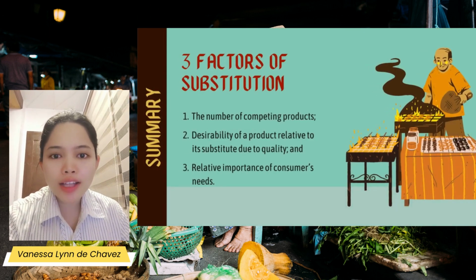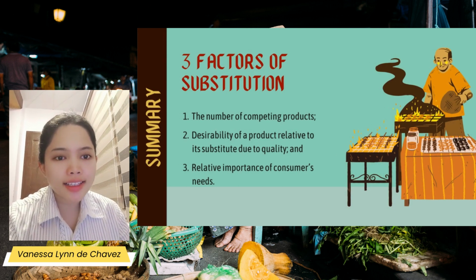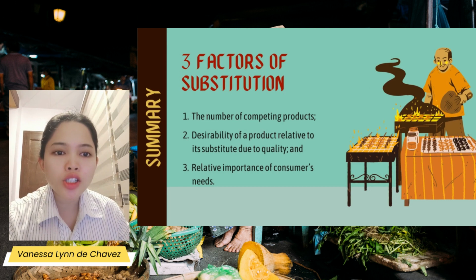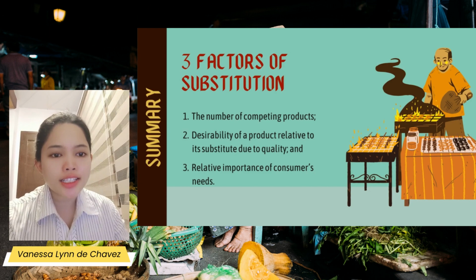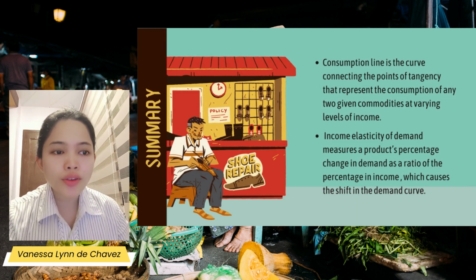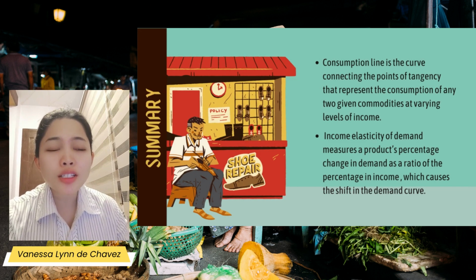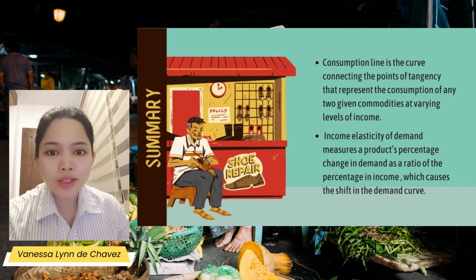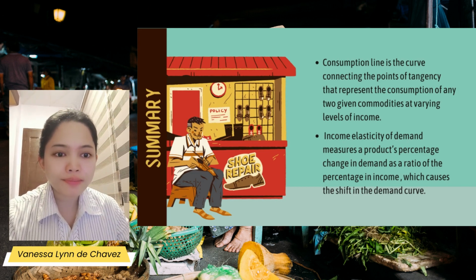We have three factors of substitution. First is the number of competing products. Second, desirability of a product relative to its substitute due to quality. And third is the relative importance of consumers' needs. Consumption line is the curve connecting the points of tangency that represents the consumption of any two given commodities at varying levels of income. Income elasticity of demand measures a product's percentage change in demand as a ratio of percentage change in income, which causes the shift in the demand curve.